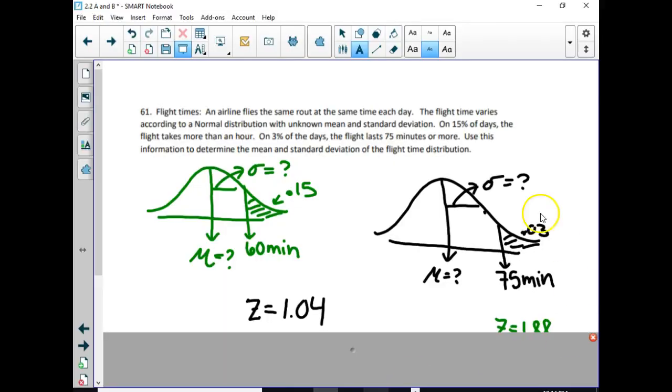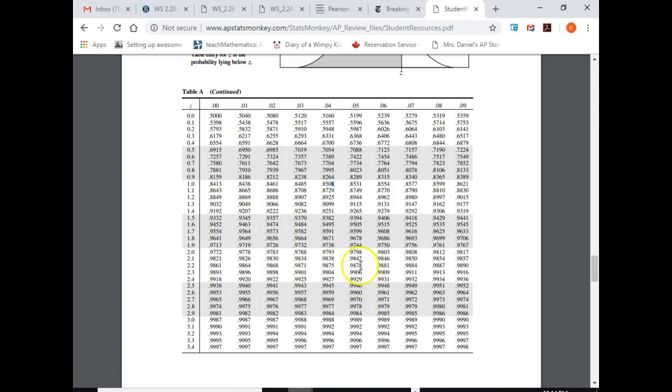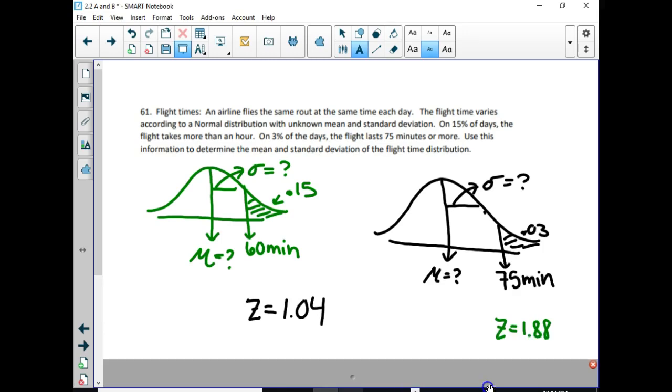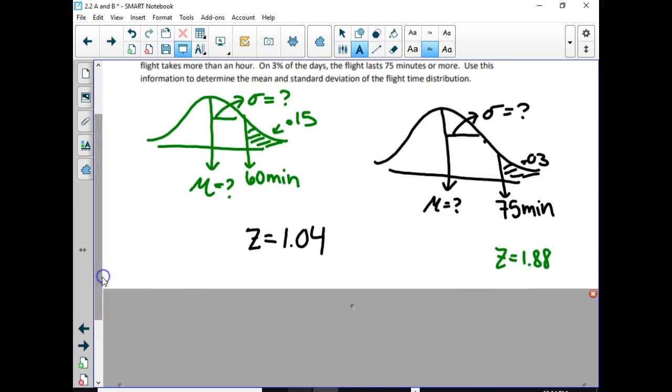Going back, 0.03. I can't find a z-score of 0.03 because the table only does to the left of this black line. So I go to 0.97 because this whole thing adds up to 1. I go to 0.97 on my chart. 0.97 is about right here. That's 1.88. I found my z-score.